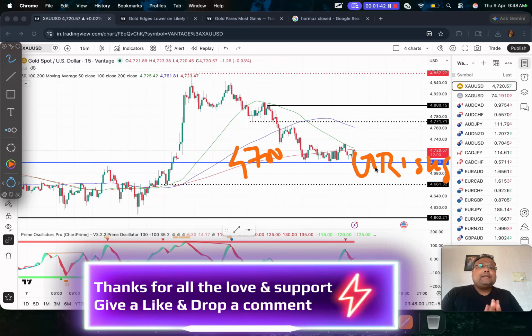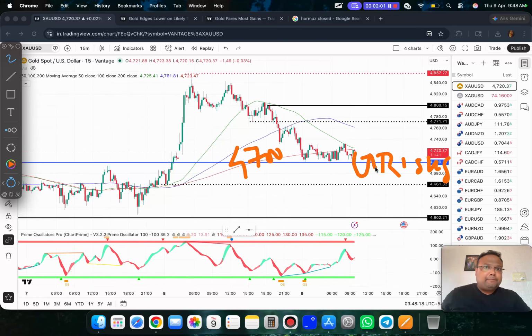You can only sell if you see that during the European session or US session there is a big red candle, then you can sell. And if you do not want to take any risk, then you can avoid. At this moment, I have no intention of taking a sell position below 4700 because right now I don't see much volume and I do not want to be trapped.